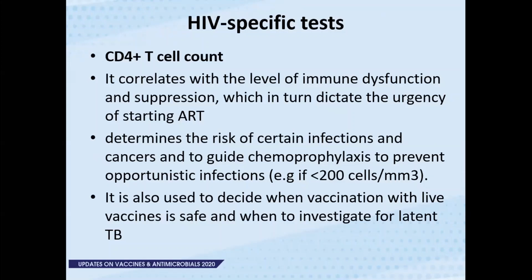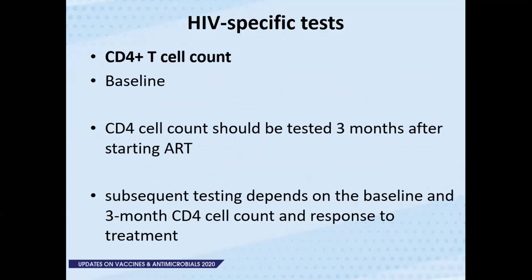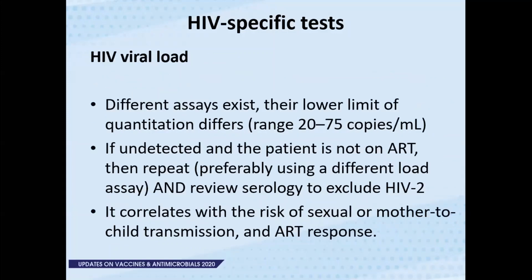Previously, the guidelines were dependent on the CD4 level to determine whether to treat or not. But nowadays, the CD4 level will determine how urgently you need to start your ART. Again, it will help you to guide your chemoprophylaxis for opportunistic infections and whether you are going to use a live attenuated virus or vaccine amongst HIV patients. The CD4 count will help you.